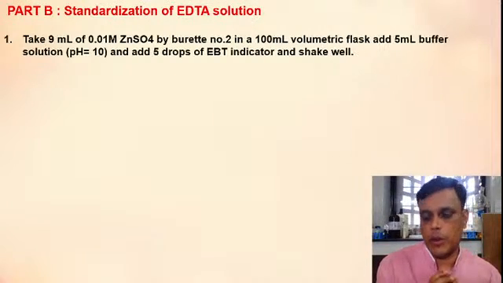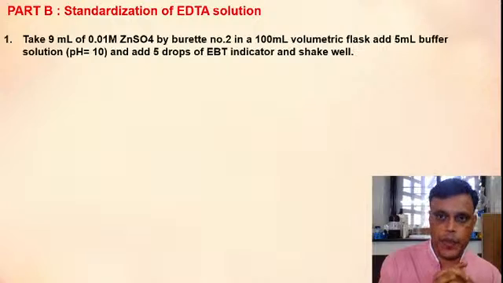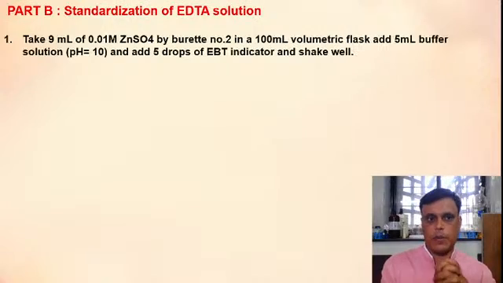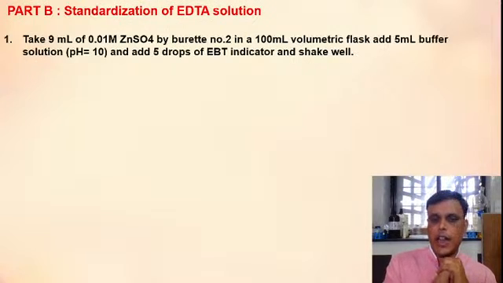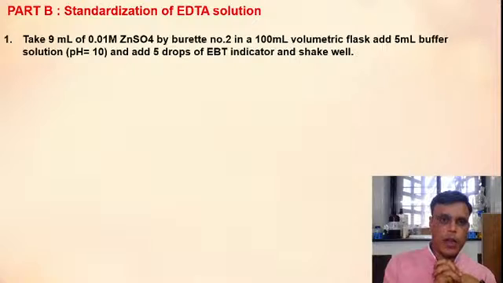In that 9 ml zinc sulfate solution which we have taken in the flask, you have to add 5 ml buffer solution, and the pH of that buffer solution is 10. First take 9 ml of zinc sulfate solution, then add 5 ml buffer solution of pH 10 and add 4 to 5 drops of EBT indicator and shake well. This is the first step. The wine red color will get developed. Your solution will become wine red.